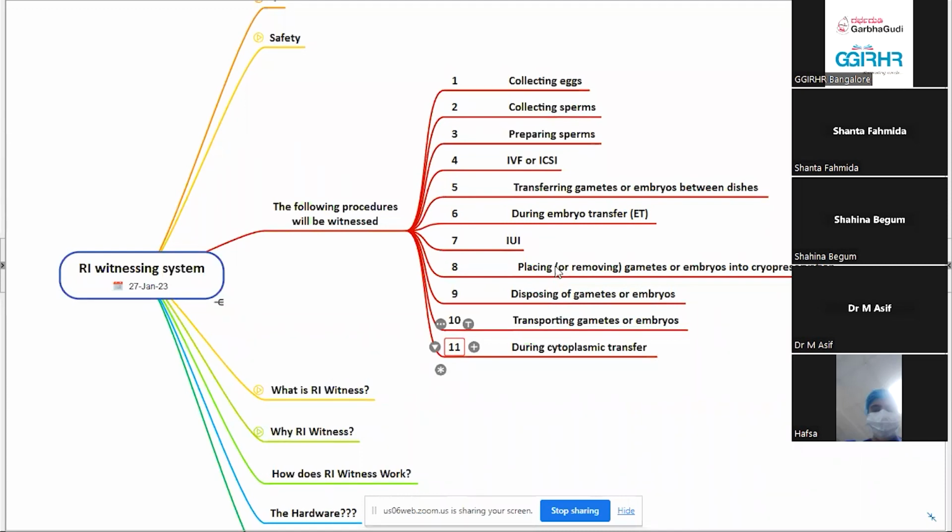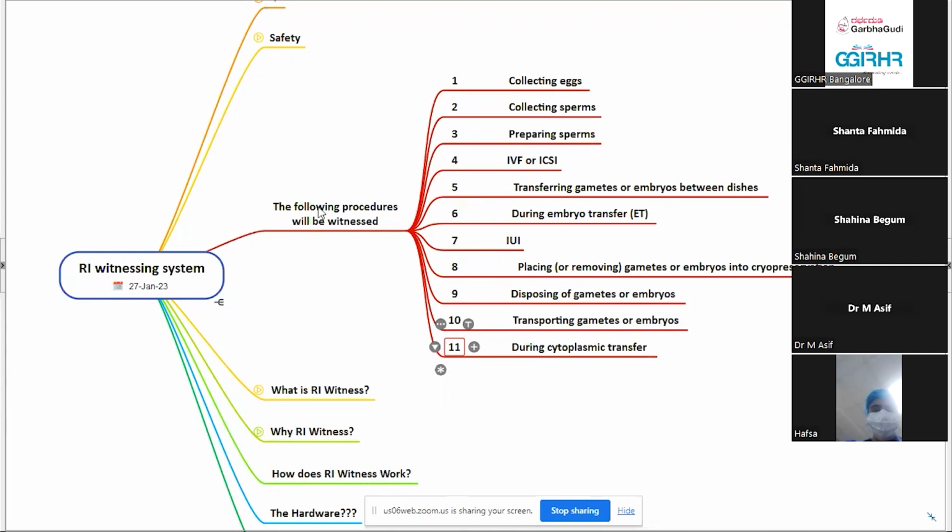And finally, the cytoplasmic transfer. We do some advanced technique called cytoplasmic transfer. We transfer the cytoplasm of one oocyte to another oocyte. It is rarely done, but we do this type of procedure to increase the rate of fertilization. In this scenario also, oocytes can look similar, so to avoid the wrong cytoplasmic transfer from one oocyte to another, the RI system will help. So these are the 11 things I have noted.